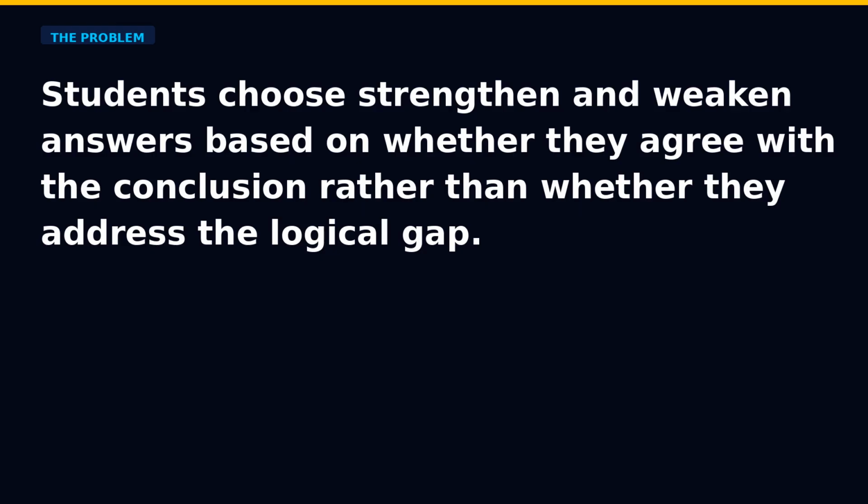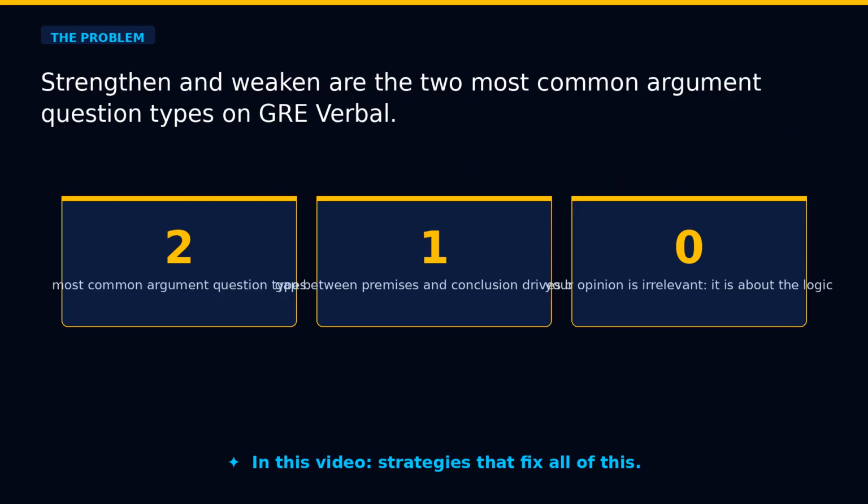Strengthen and weaken questions both require the same first step: identify the assumption. The assumption is the gap between what the premises state and what the conclusion claims. Once you have identified the gap, the question becomes, which answer choice directly addresses this gap? The correct strengthen answer closes it. The correct weaken answer opens it. Answer choices that are relevant to the topic but do not address the specific gap are wrong.